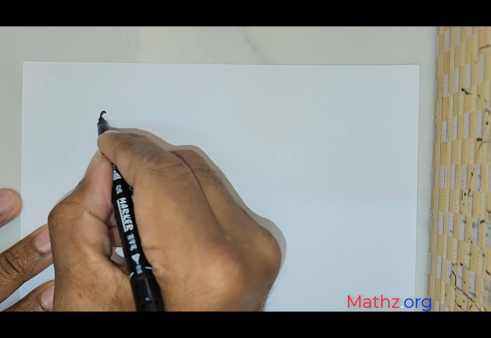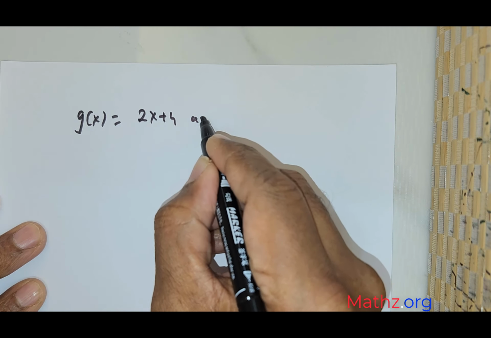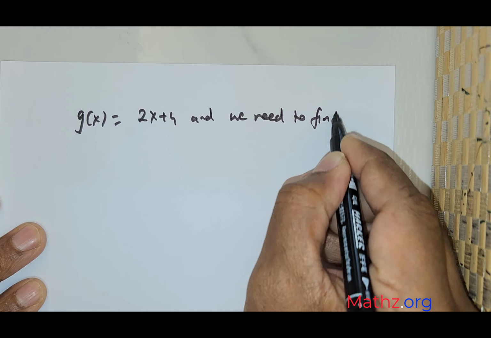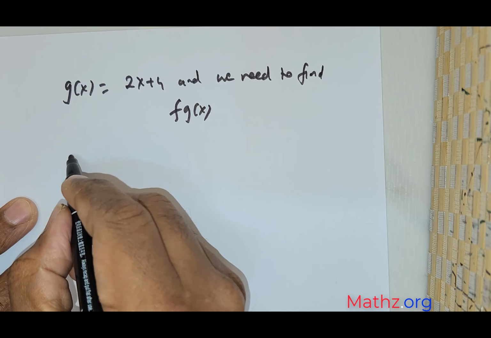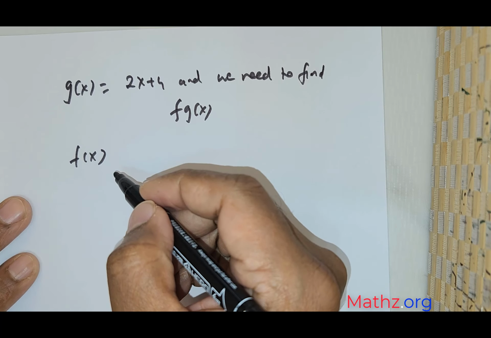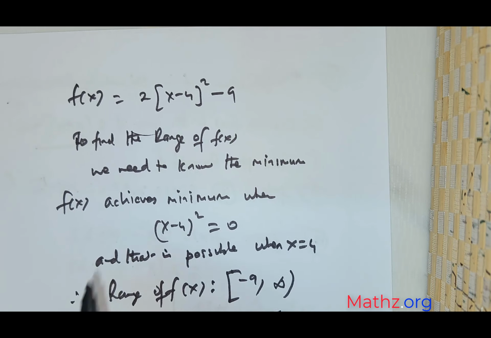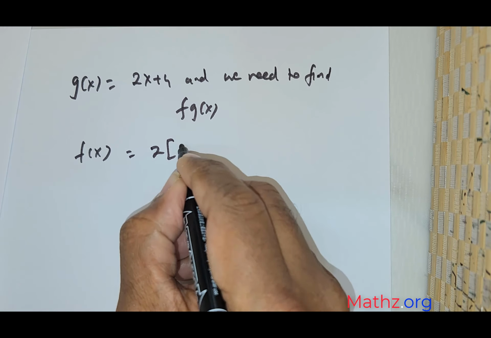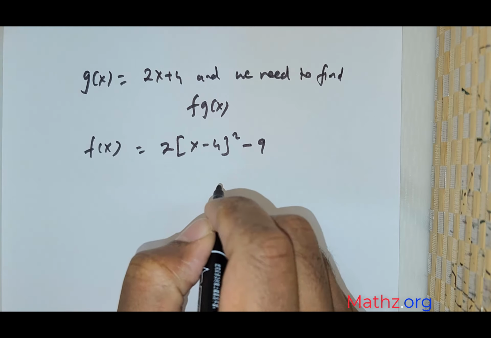Now this is the final part. We have been given g of x is 2x plus 4, and we need to find f g of x. Now for this we have to go back to the f component. We have actually got that f, right? So let me show you that f. f of x is this. Let me write that down: 2 times x minus 4 the whole square, minus 9.